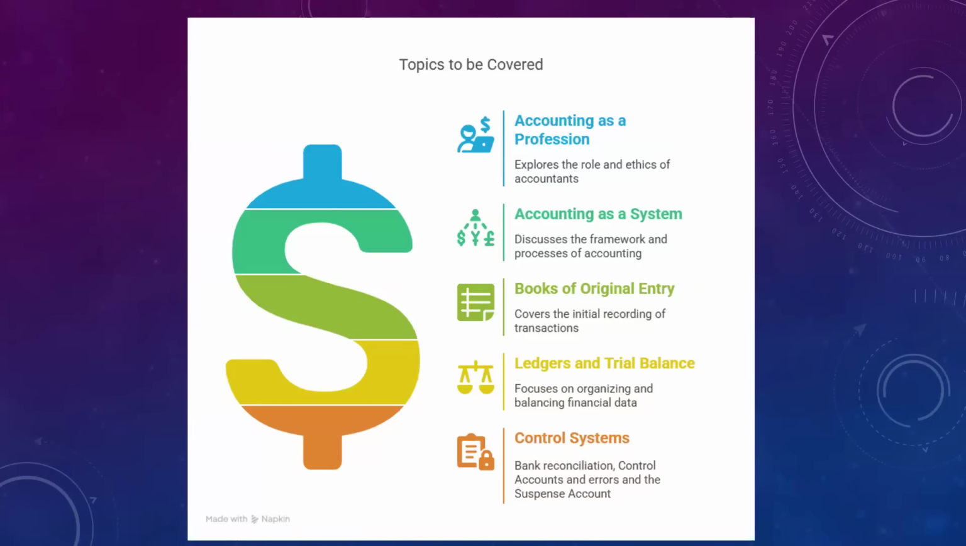We're going to start off by covering some of the early topics. Accounting as a profession, accounting as a system, different books of original entry, ledgers and the trial balance. Those are things that you would have done in terms 1 and probably terms 2 in Form 4. And then we're going to look at bank reconciliation, control accounts, and then errors of the suspense account. And remember, this is a crash course, so it won't be as super detailed as you would have done it in class, but we'll be going through the major parts in each of the topics.